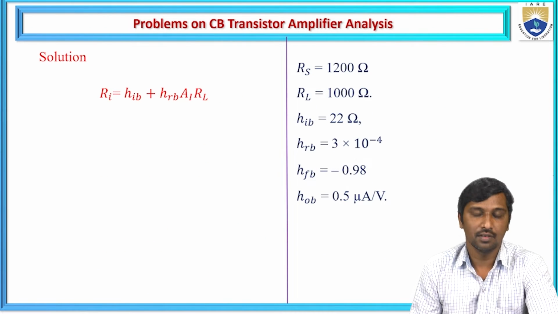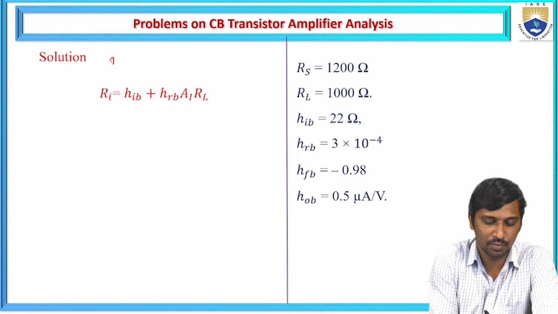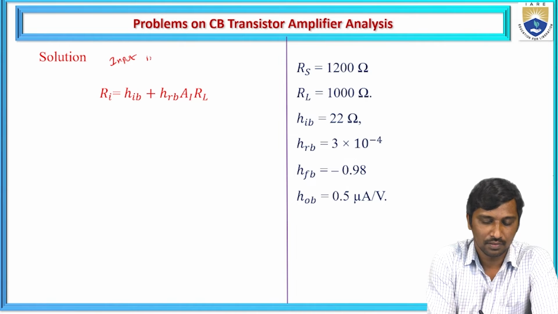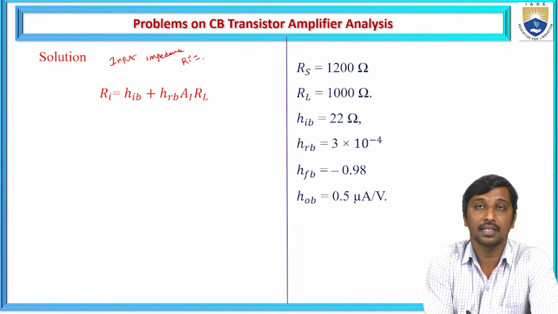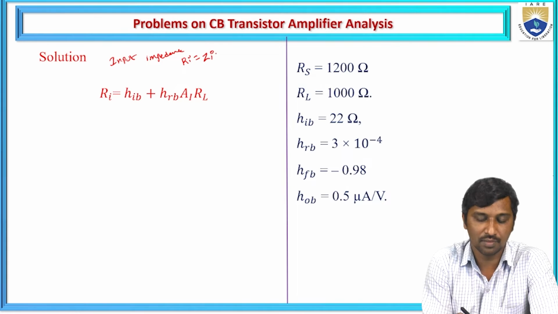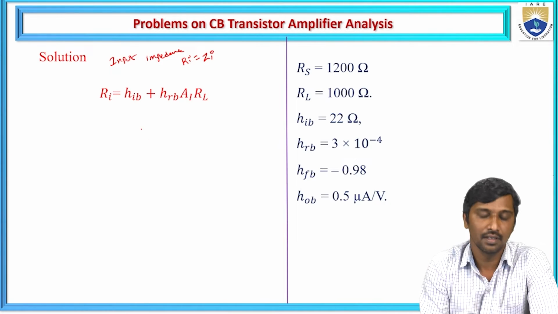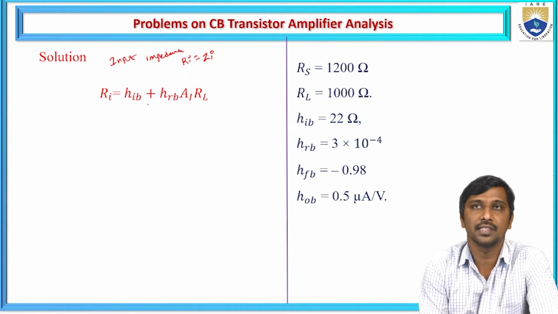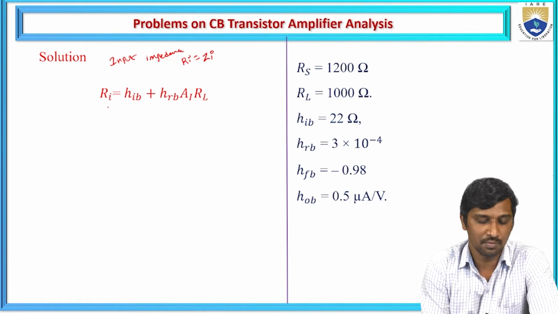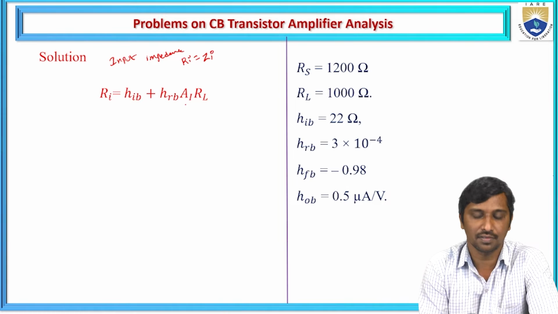Then we need to calculate the input impedance. That impedance is represented as either Ri, or it is also represented with Zi. Again, from the small signal analysis, from the h-parameter representation, the input impedance is represented as hib plus hrb times Ai into RL.